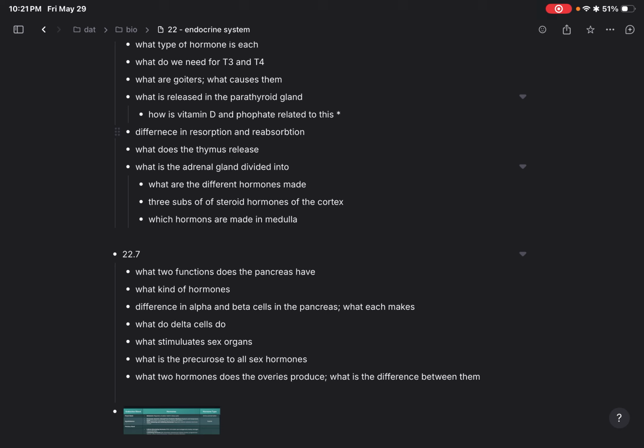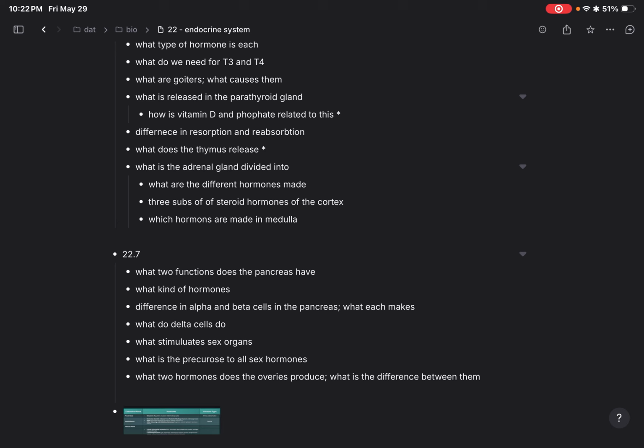What does the thymus release? The thymus releases thymus something. I don't remember the name. Okay, so this is the lymphoid organ. This is where thymosin, that releases the hormone necessary to mature the T cells.